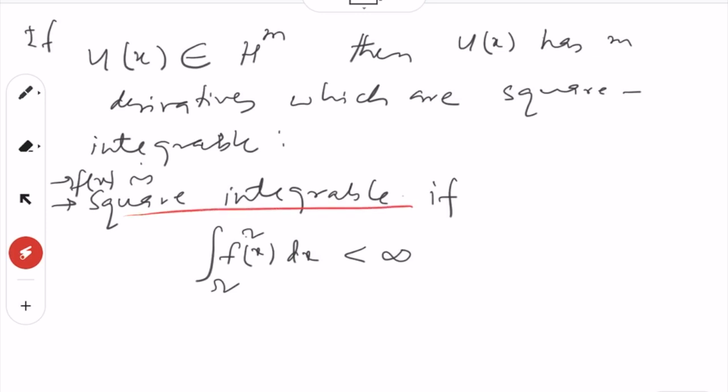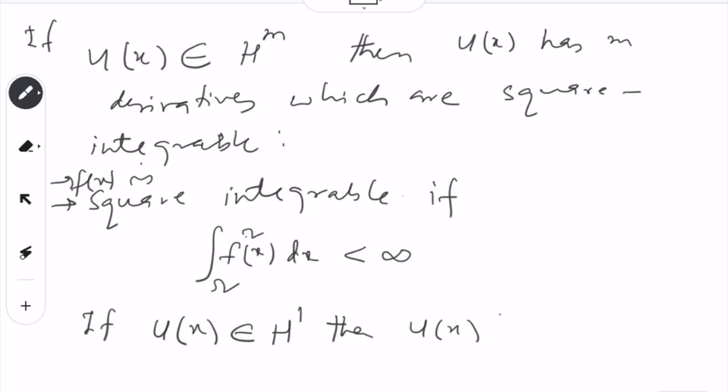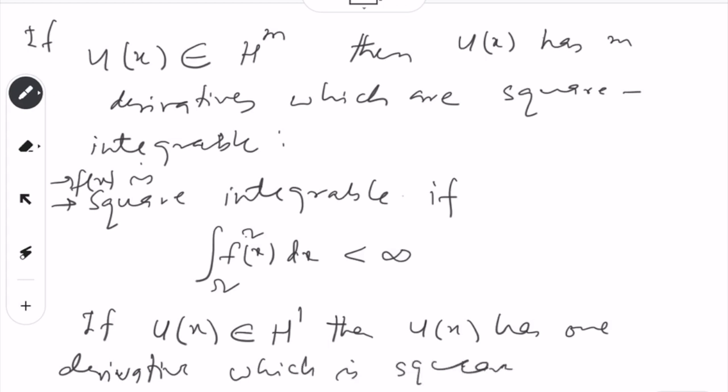So, if u of x belongs to H to the power m, then u of x has m derivatives which are square integrable. This tells us that the derivative has to be finite. That's it. As an example, when you say H1, it means that if u of x belongs to H1, then u of x has one derivative which is square integrable.